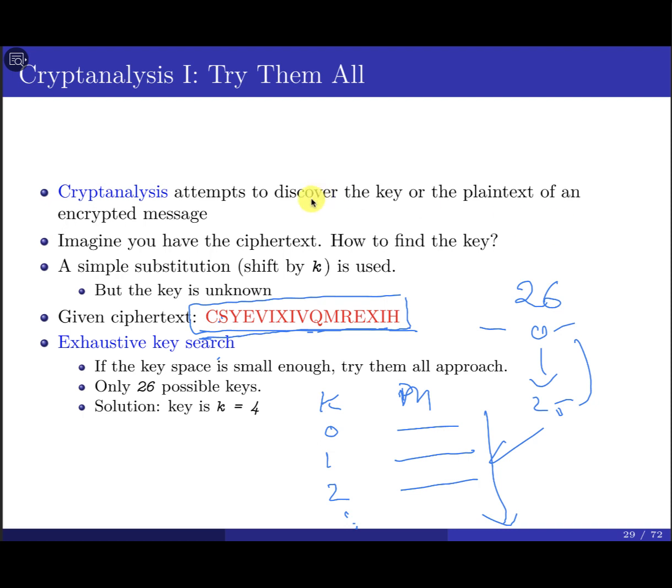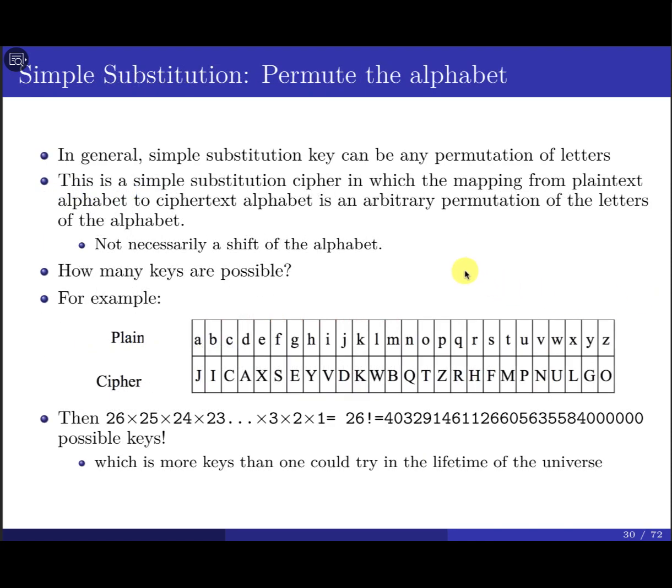So that's the way to cryptanalysis, again, try to discover the key of the plain text, sorry, of the given ciphertext. This is the simple way: try to iterate over every possible key. There is another type of the substitution, okay?